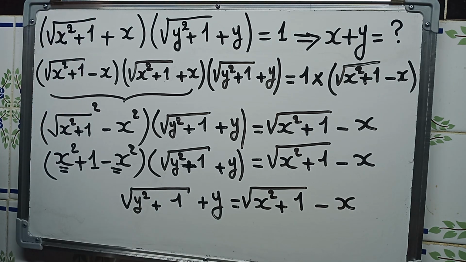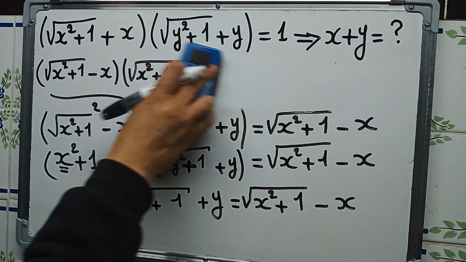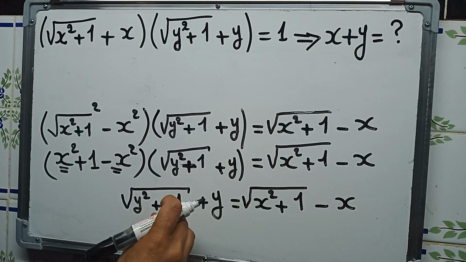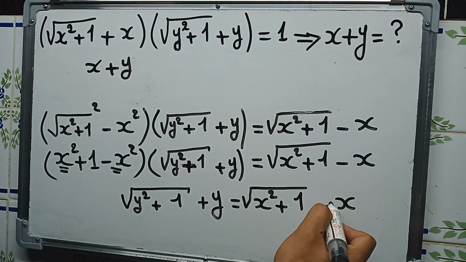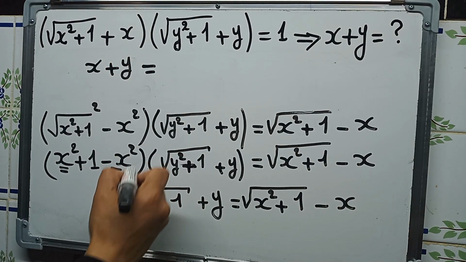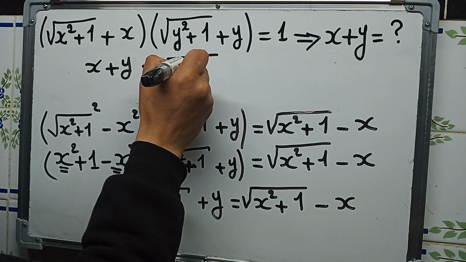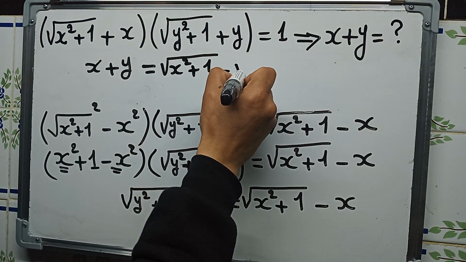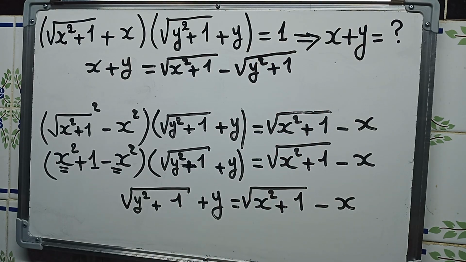minus x. And now we will write x plus y here because we can't bring x to this side. So we bring x to this side, we will have x plus y, minus x comes here, it becomes x. So x plus y is equal, and we will bring this number to the other side. So we will have square root of x squared plus 1 minus this number, minus square root of y squared plus 1.